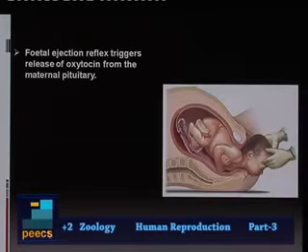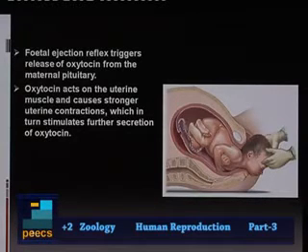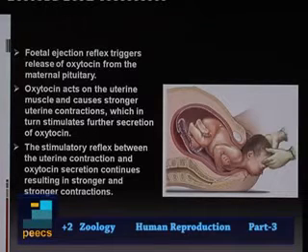Further, this fetal ejection reflex will trigger the release of oxytocin from maternal pituitary. What is maternal pituitary? The pituitary gland of the mother is known as maternal pituitary. So from maternal pituitary there will be release of oxytocin. And what happens next? This oxytocin will act on uterine muscles, and now the uterine muscles will undergo vigorous contractions. And when uterine muscles undergo vigorous contractions, it will again stimulate the maternal pituitary to release more and more oxytocin. So this will happen as a method of a positive feedback mechanism.